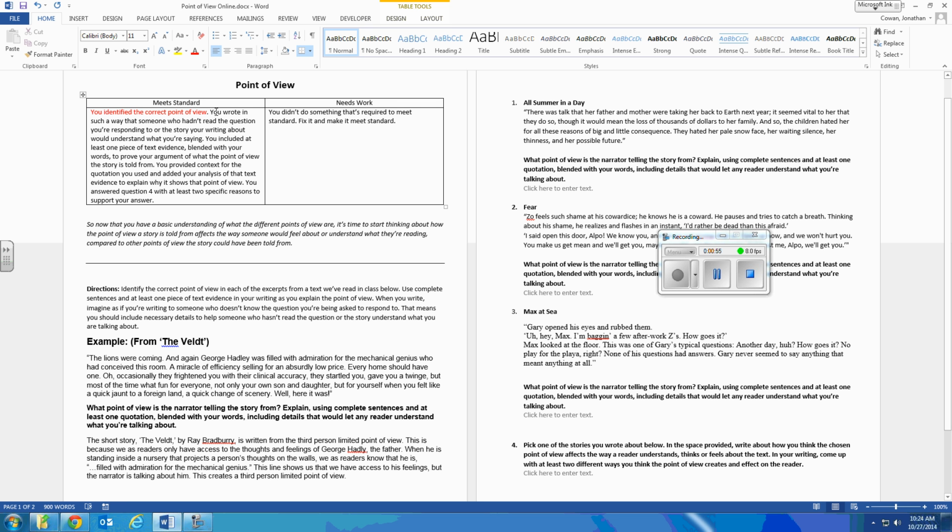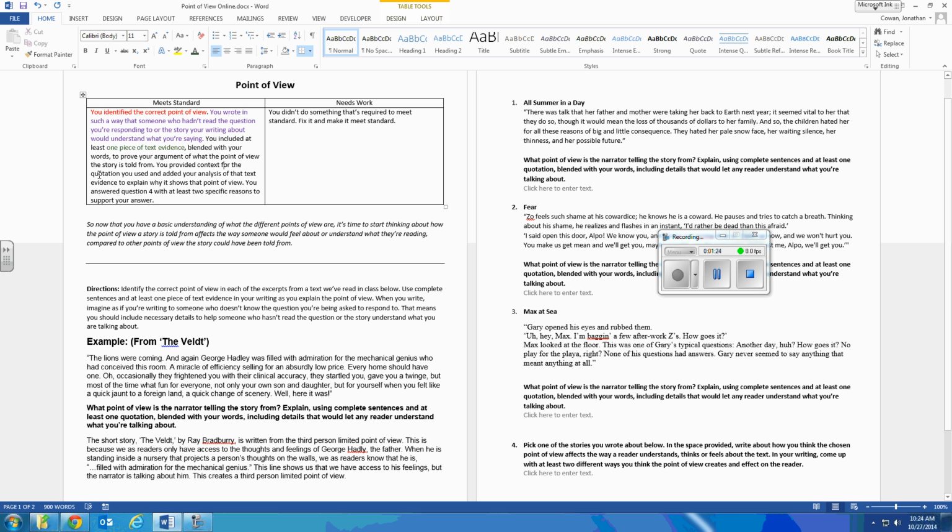Great. You wrote in such a way that someone who hadn't read the question you're responding to or the story you're writing about would understand what you're saying. We'll talk about what that means more in just a second, but for now I'll make that purple. You included at least one piece of text evidence. Okay, so a piece of text evidence, maybe I'll make that one green, blended with your words to prove your argument of what the point of view of the story is told from.